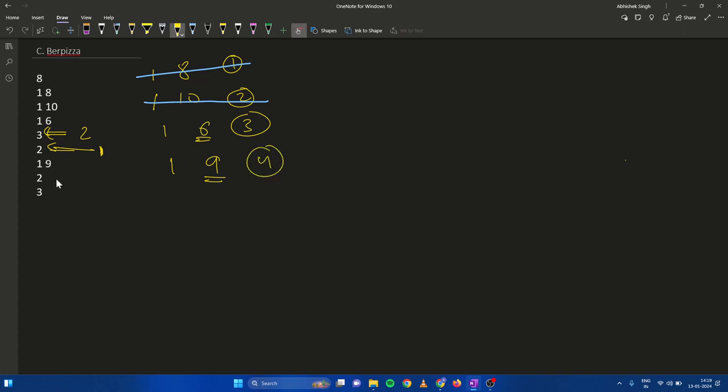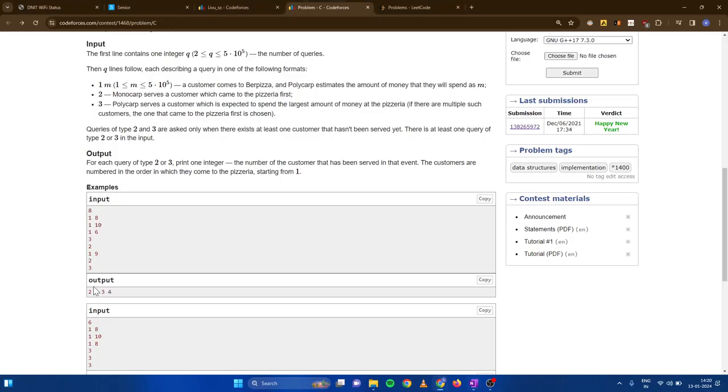So again 2, which means Monocarp. Monocarp serves the customer who came first. So in this, the third customer is the one who came first. So we are going to serve the third customer. For this, the answer will be 3. And for 3, only one customer is left, that is 4. So the answer will be 4 itself here. So the answer is going to be 2, 1, 3, 4. Yeah, 2, 1, 3, 4. So our output matches with the output given in the problem statement.